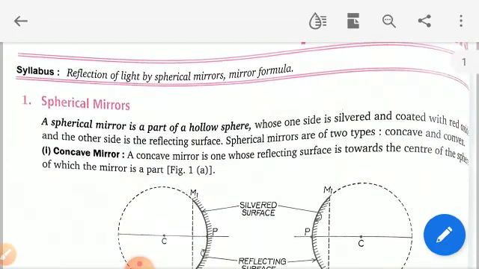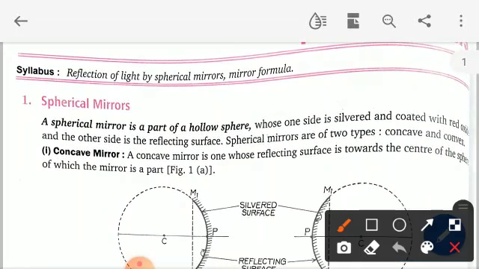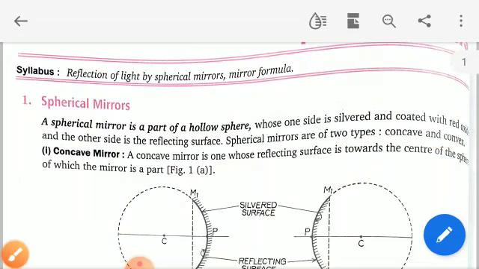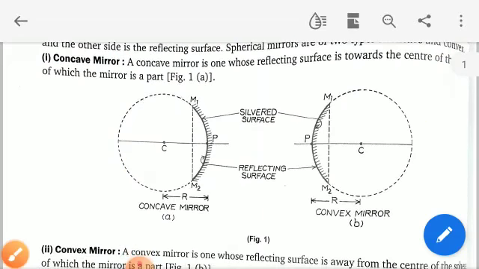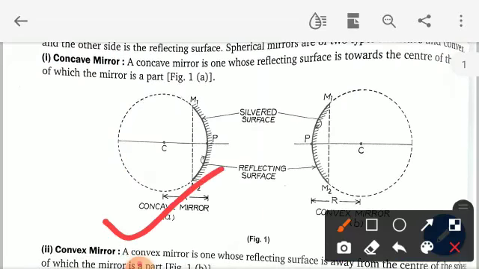I hope you know what is a sphere, whose one side is silver and coated with red oxide and the other side is a reflecting surface. A spherical mirror are of two types. One is your concave and the other one is convex. Here you can see in the figure number 1, the two mirrors are given. The first one is your concave and the second one is your convex mirror.